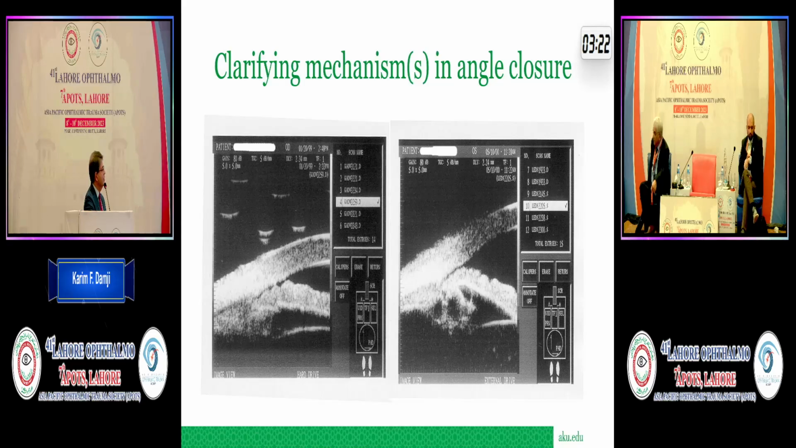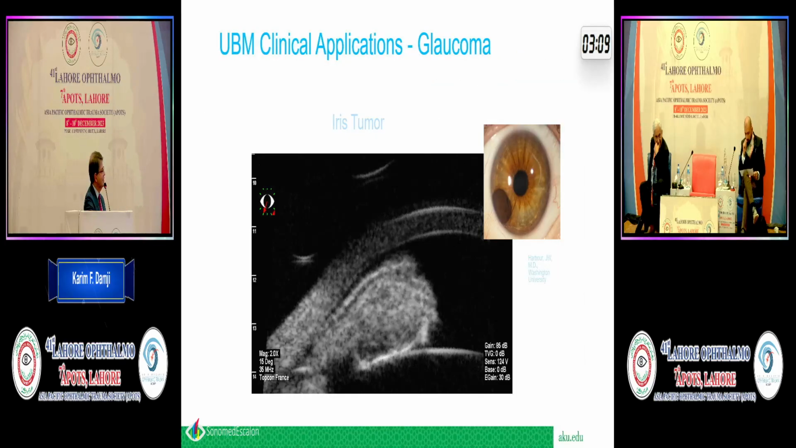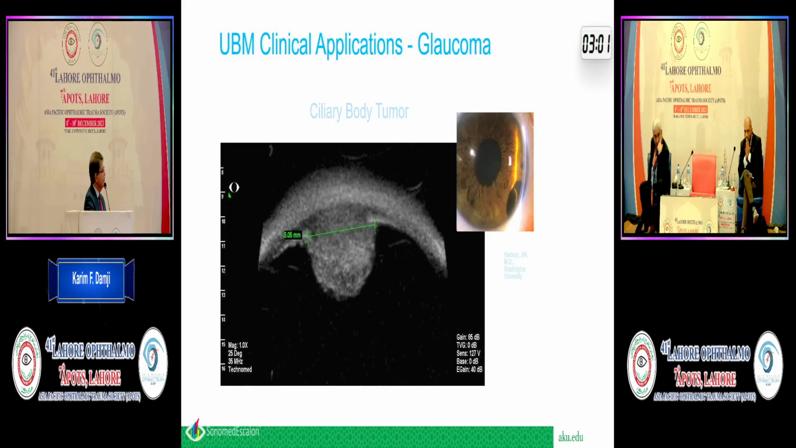So here you can see on the left-hand panel that the ciliary body is quite anterior, and there's a configuration that probably fits with plateau iris. On the right-hand side, kind of a pseudo-plateau with iridociliary sulcus cysts. And in this particular case, actually an iris tumor that is closing the angle. And in some cases, it may actually be in the ciliary body. So this is a transverse view of the ciliary body showing involvement there, and a fairly large lesion as well.